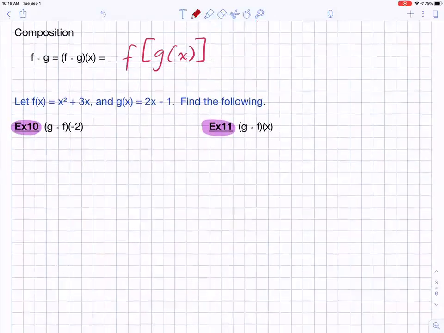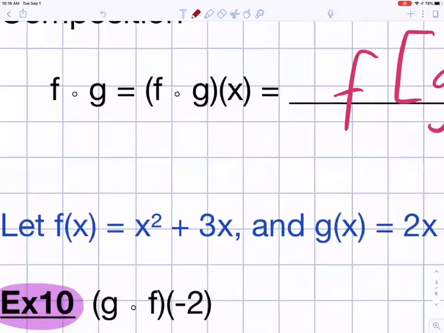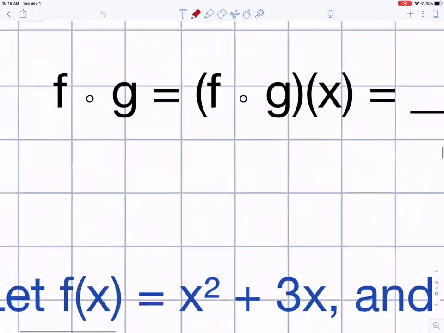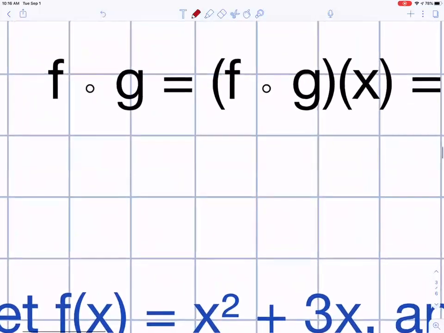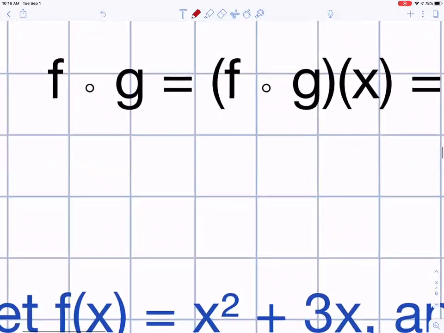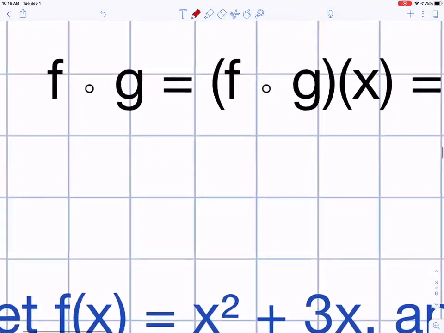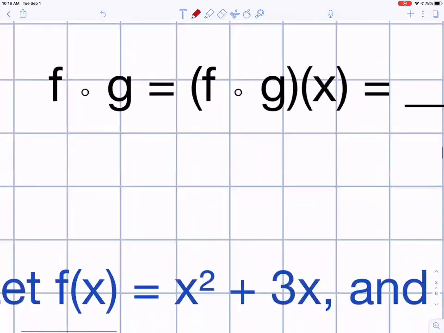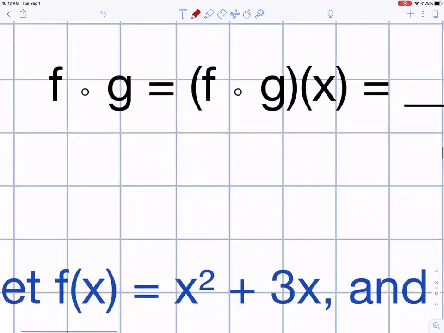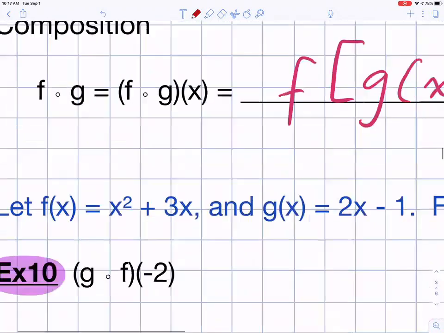All right, composition. Let me zoom in on this. Can you see that these are open circles in between here? Hopefully, does that show up on your notes as an open circle? It's not a times sign, okay? It doesn't say f times g, but it just says f of g. That's how we read that.